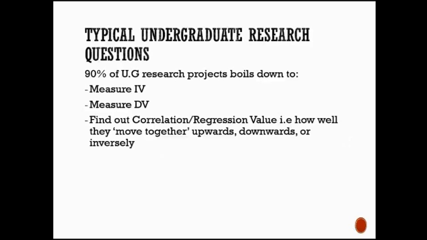Okay, so let's get started. I want to take you down through what I think are typical undergraduate research questions, right? So 90% of research projects basically boil down to this, right? So you measure your IV, which is X, usually on a 1 to 7 scale, and then you measure your DV, which is Y, on a 1 to 7 scale, right? And this could be multiple items, one item, whatever, and then you find out how much Y is predicted by X using regression or SEM, etc., and that's great, right?